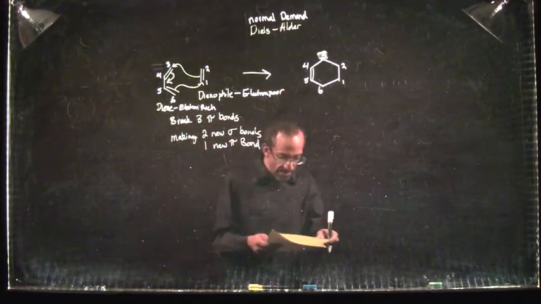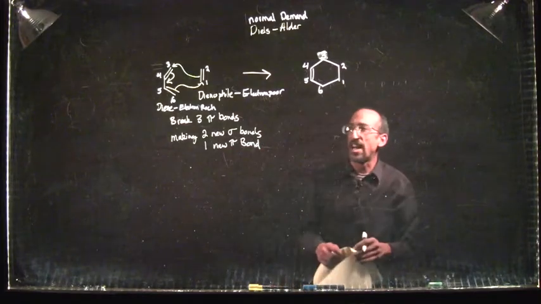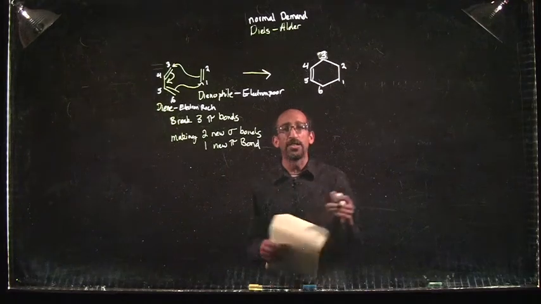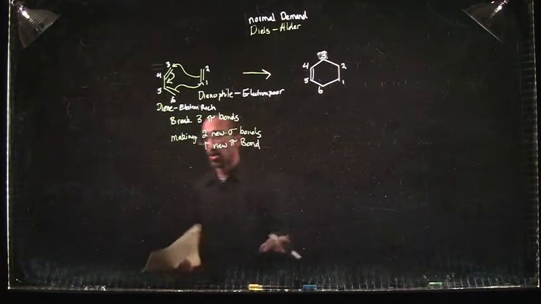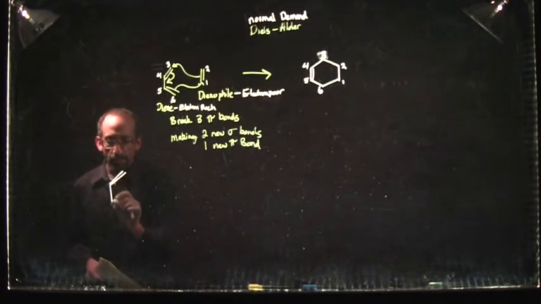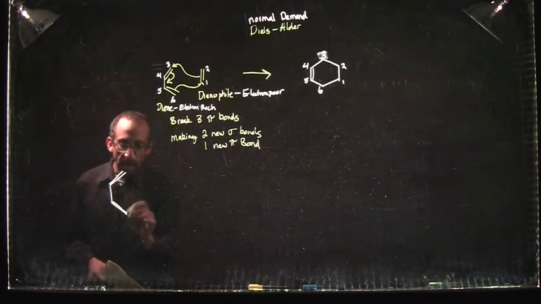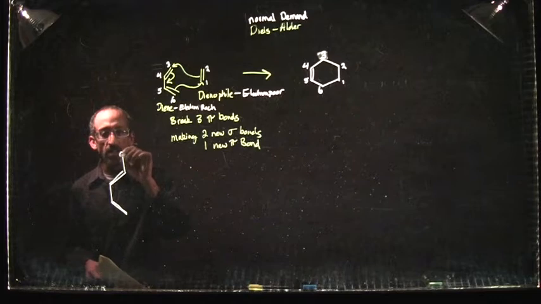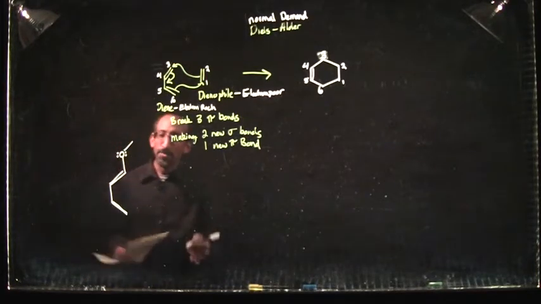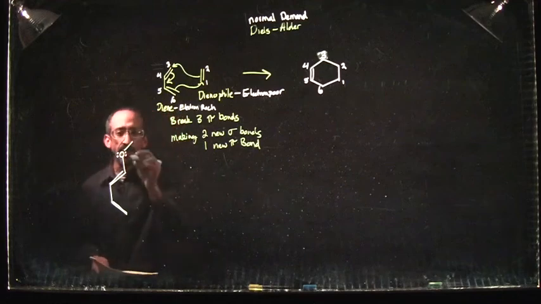So what do we mean when we say that our diene is electron rich? What we mean is that we are substituting our diene with some sort of an electron donating group. So we can do this in one of two ways. So here's a diene, and I can put an electron donating group, a methoxy, off of this terminal carbon.